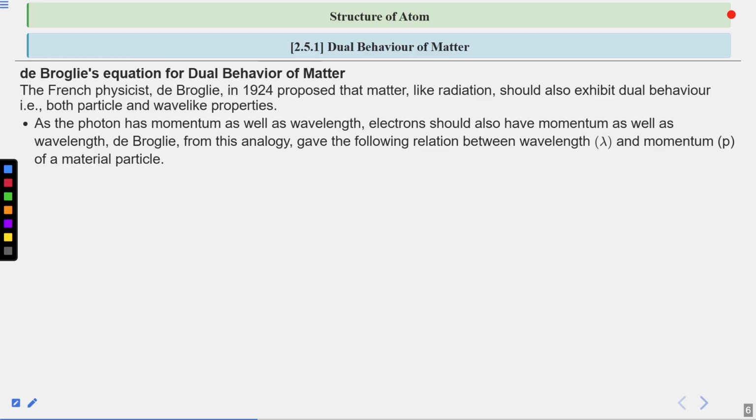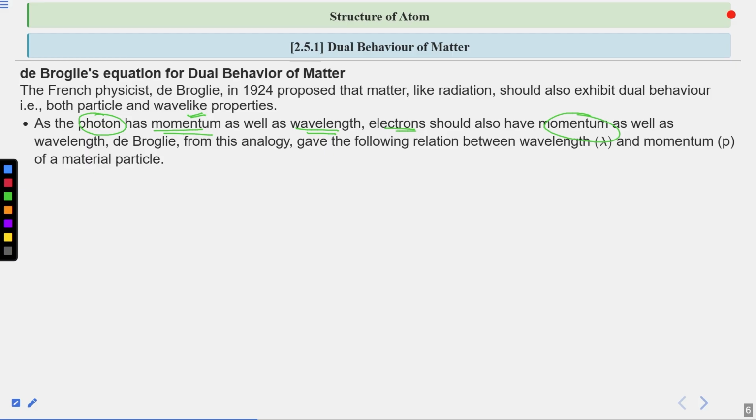For example, consider a photon. Photon is a constituent of light. It will have wavelength, and it will have momentum also. Momentum is related to particles because they have mass and velocity, whereas the wavelength is related to the wave nature. Similarly, an electron also has momentum as well as wavelength.